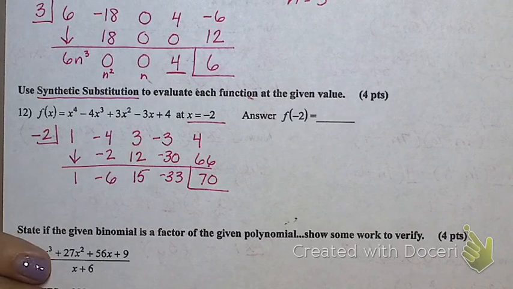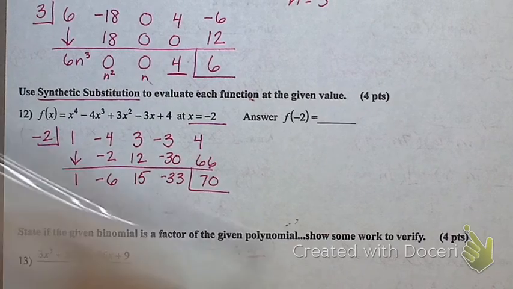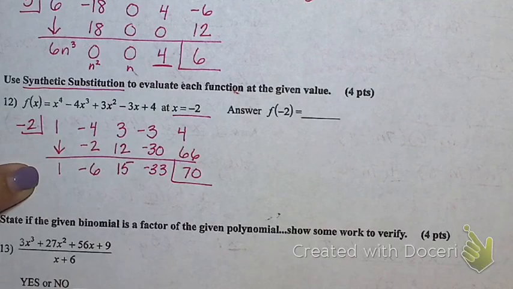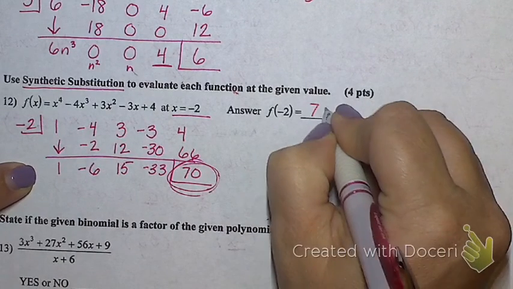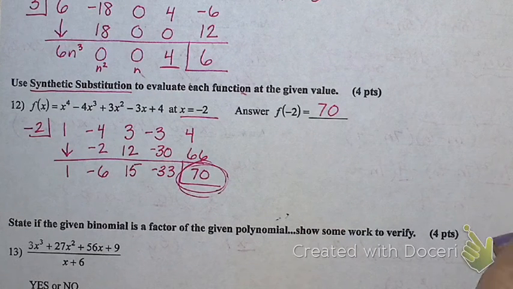What is my answer? This is not like this problem in that I don't need the whole polynomial. In this one, I'm just looking for what? That remainder. So when it says f of 2 equals, or f of negative 2 equals, I write 70. That's the remainder you get when you divide by negative 2. Okay?